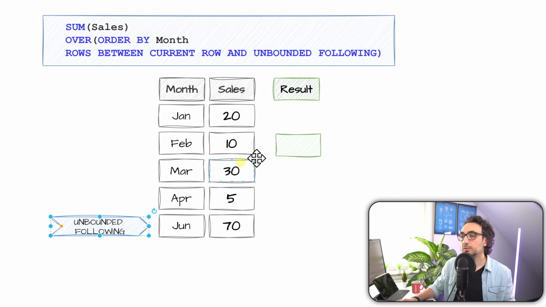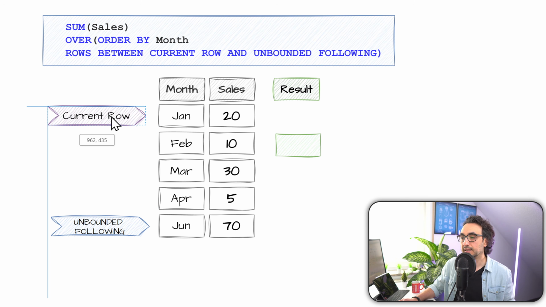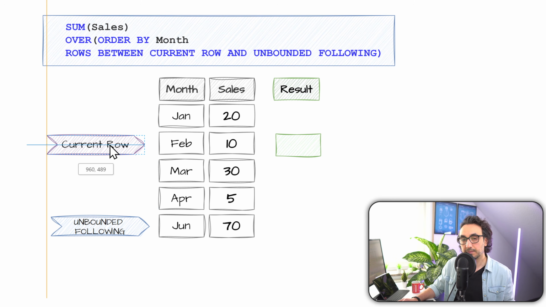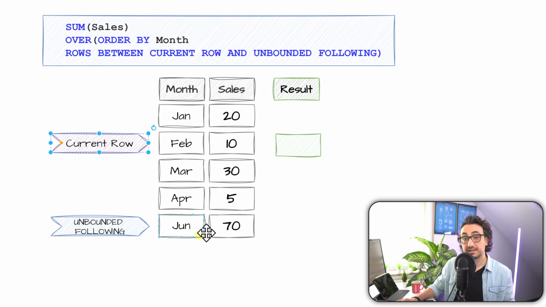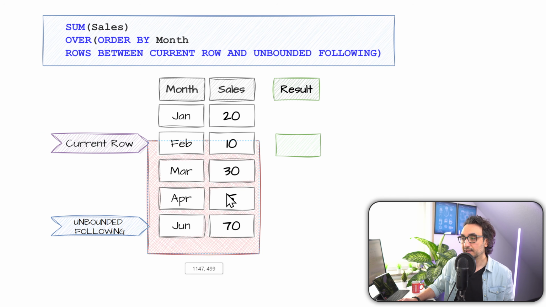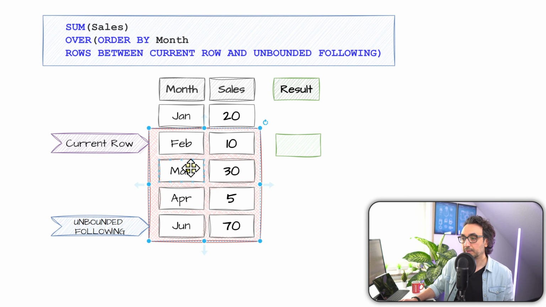And now SQL is going to go row by row, and the current row is going to start at January and then February. I'm just going to take this example. The pointer is on February, and the subset or the frame is going to be those 4 rows. So it's going to be February, March, April, June. So it's going to be 4 rows, and the total aggregation of that is going to be 115.